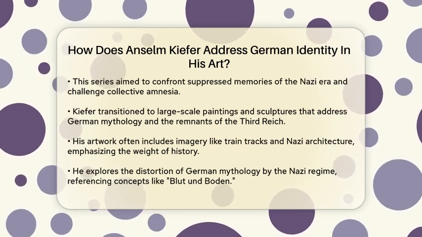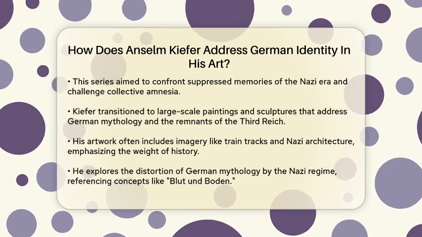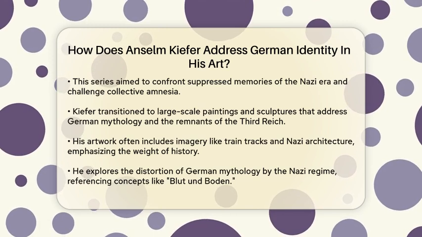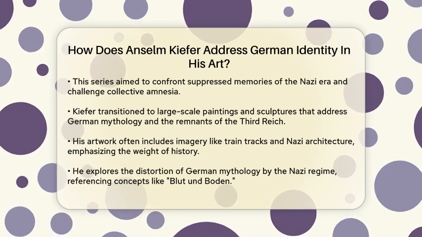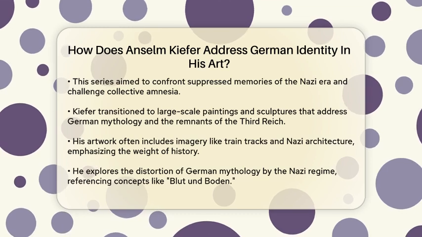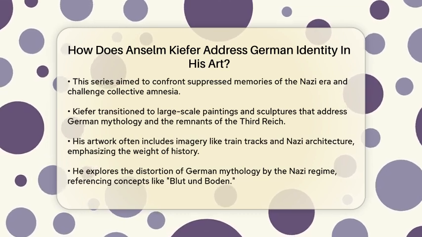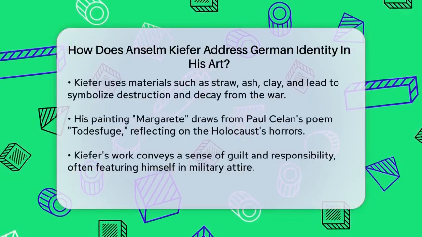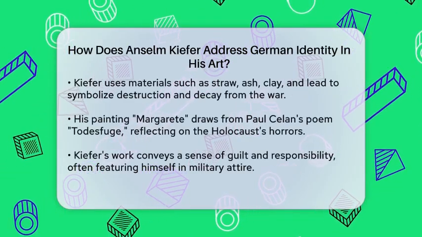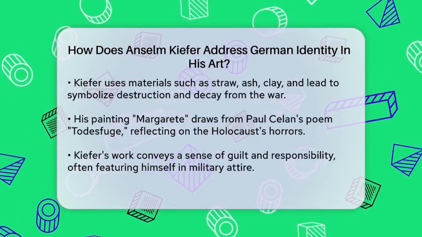Kiefer also delves into the intersection of myth and history, particularly how German mythology was distorted by the Nazi regime. For example, his work often references the concept of Blut und Boden, blood and soil, which was a central ideology of the Third Reich. By revisiting these themes, Kiefer highlights how these myths were manipulated to justify the regime's atrocities.